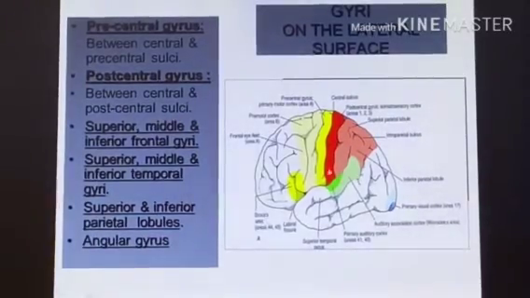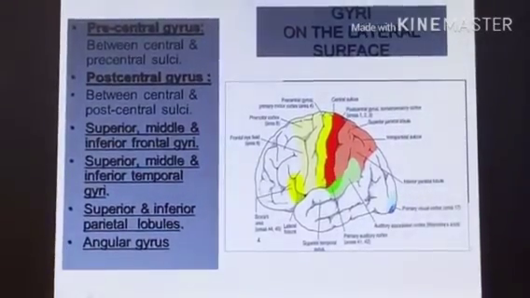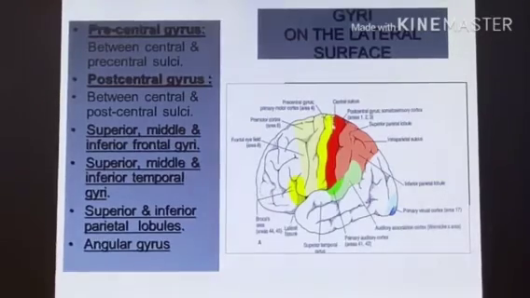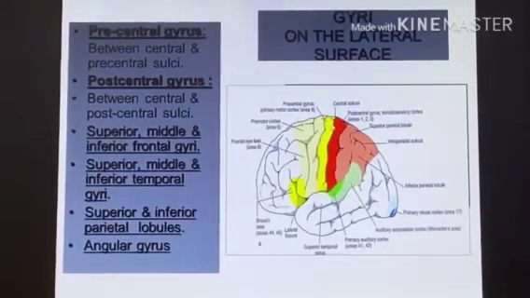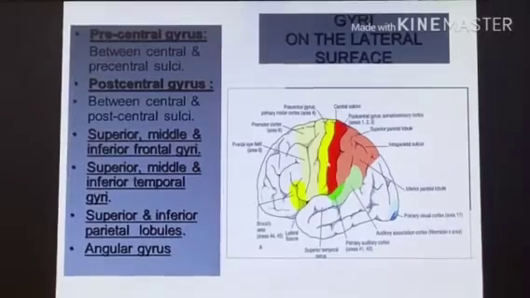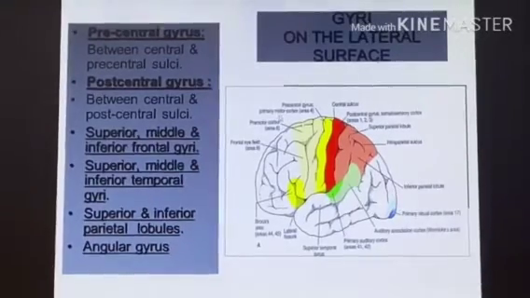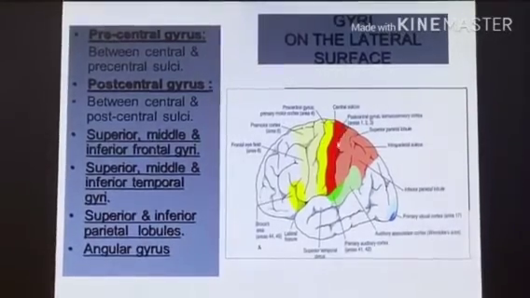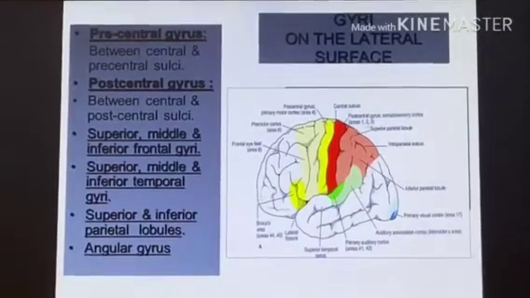Another picture, just with colors, shows you the central sulcus and the precentral gyrus, which is yellow in color. This is the motor area, while the red area is the postcentral gyrus.